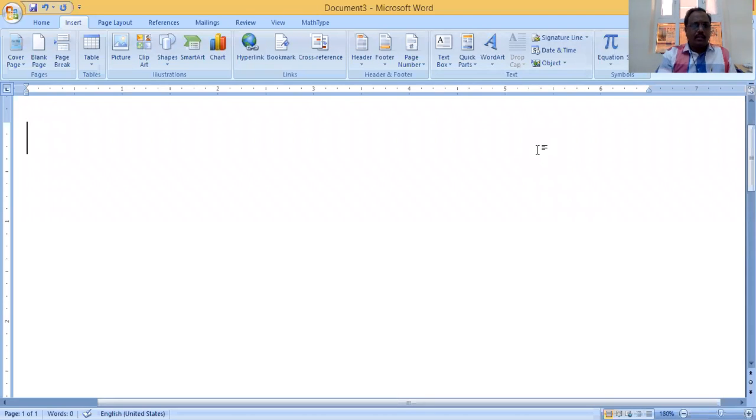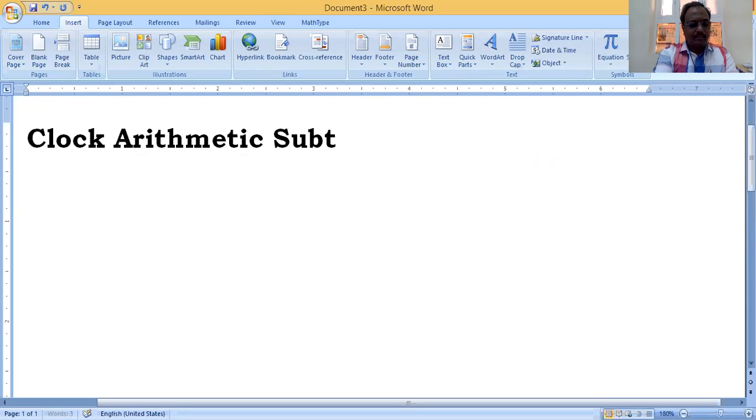Good morning, everyone. In the last class, we discussed clock arithmetic addition. Today, we are going to discuss clock arithmetic subtraction: how to find the difference in the clock system. We are going to define the clock system subtraction with respect to a few ideas.